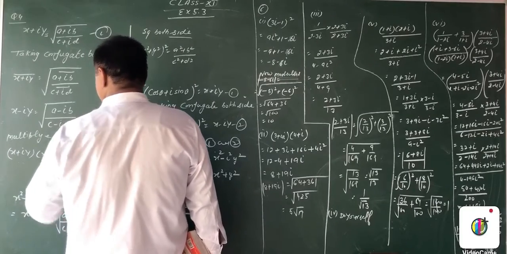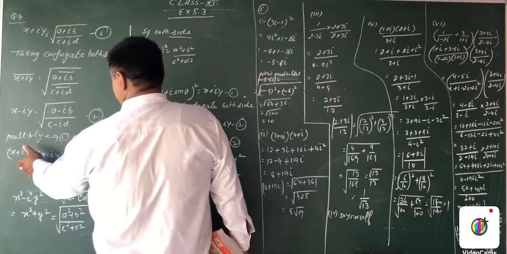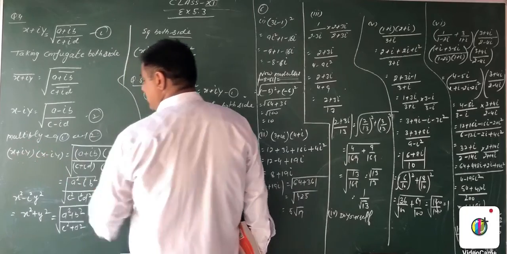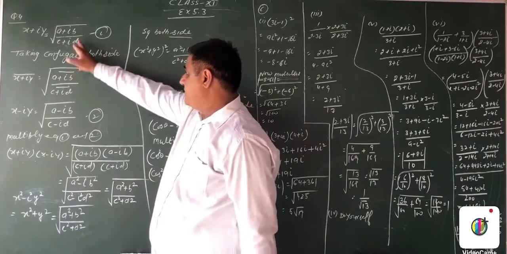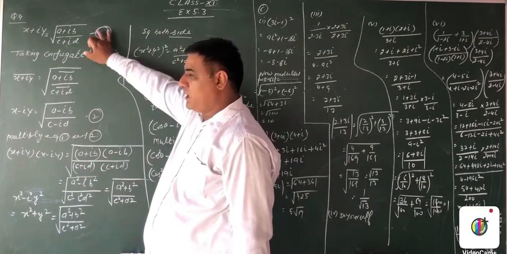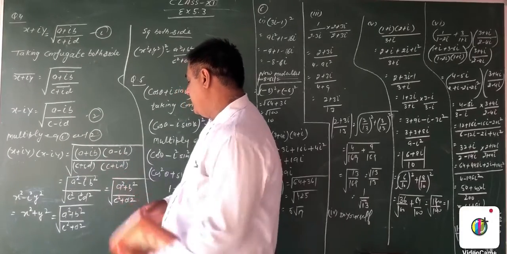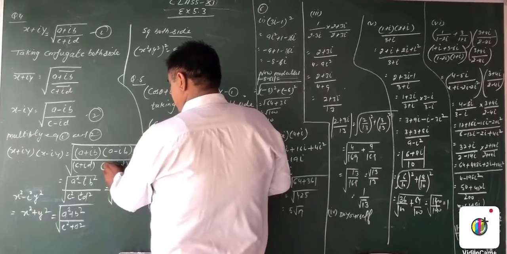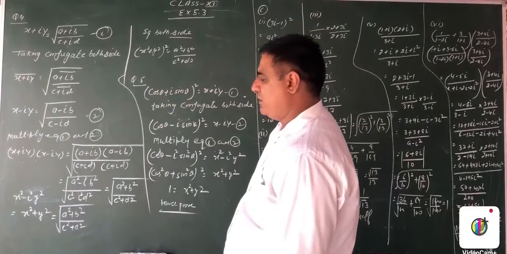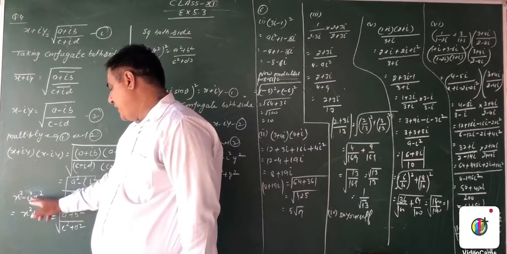Now we multiply equation first and second, left hand side to left hand side, right hand side to right hand side. Then this becomes x plus iota y into x minus iota y is equal to the square root of a plus iota b over c plus iota d, multiplied with the square root of a minus iota b over c minus iota d. Now this is the property a plus b into a minus b, we use the property a square minus b square. It means x square minus iota square y square. We put the value of iota square as minus 1.